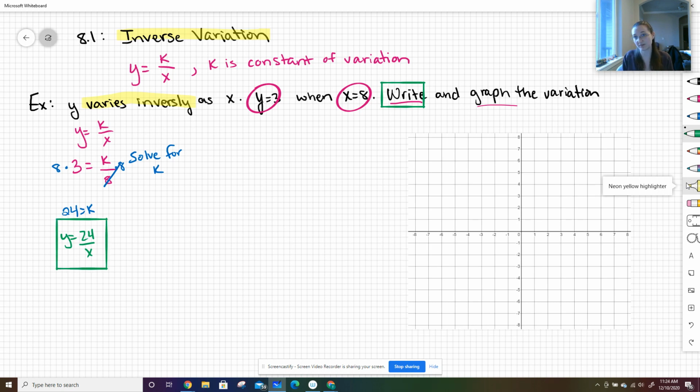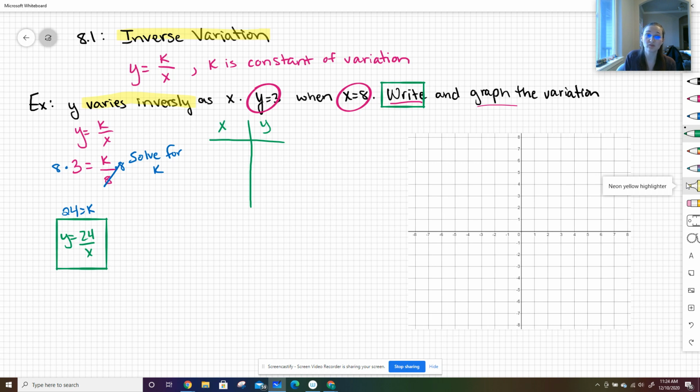But now it wants me to graph this. And certainly you could use Desmos. In my mind, it's just as easy to do it quickly mentally. So here what I'm going to do is make a quick table for x's and for y's. So I want to plug in x's that when I divide 24 by them, they come out nicely.